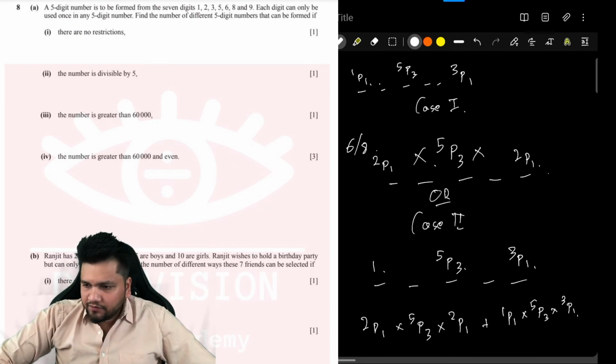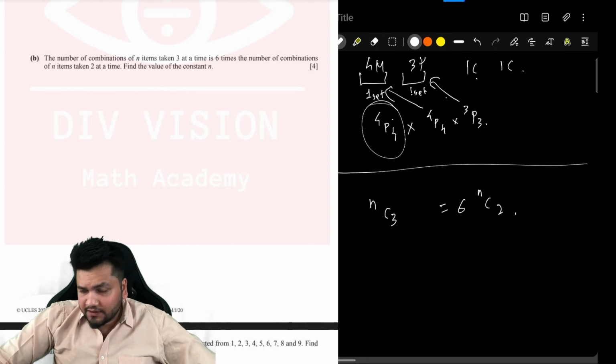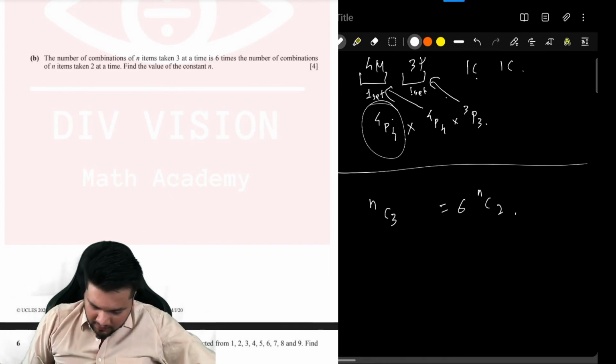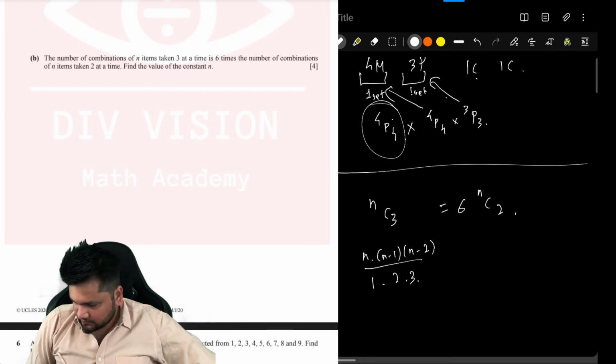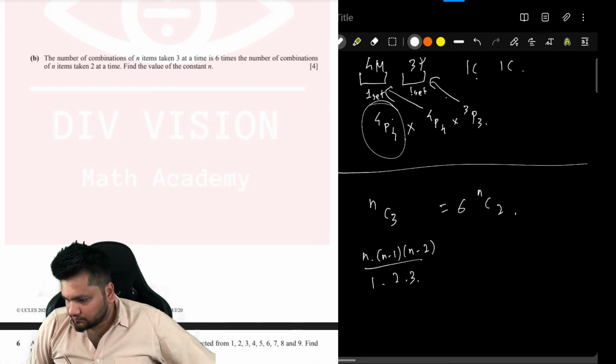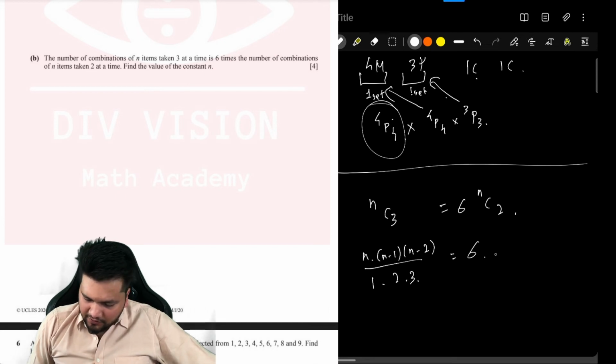So this is one type of question. This is what they have given: NC3 is equal to 6 times NC2. Now NC3 can also be written as n into n minus 1 into n minus 2 upon 1 into 2 into 3, right? And 6 times NC2 can also be written as 6 times n into n minus 1 upon 1 into 2.